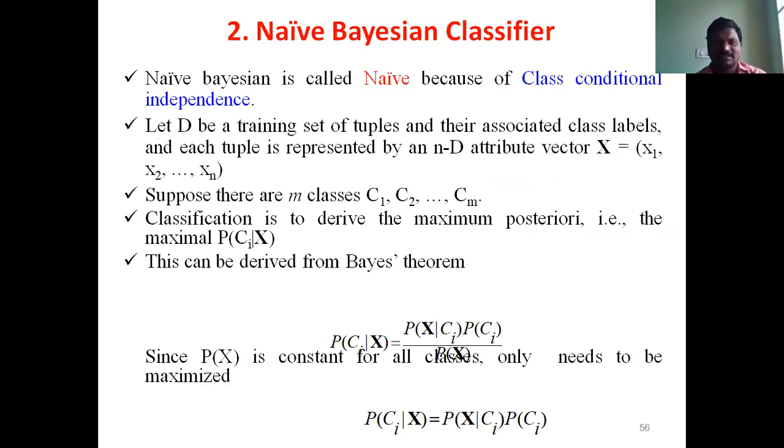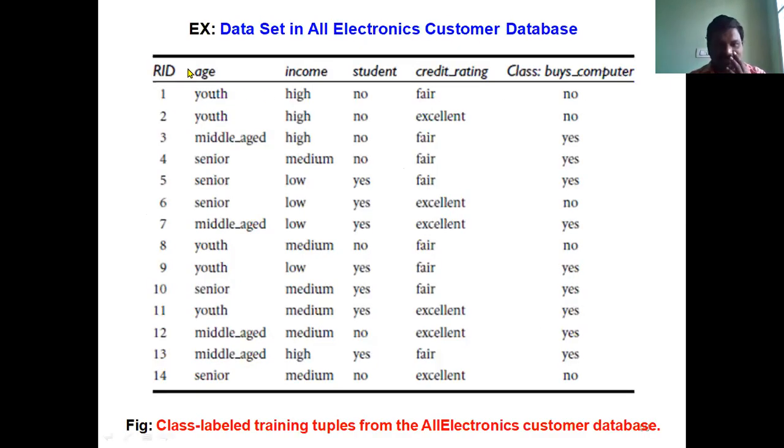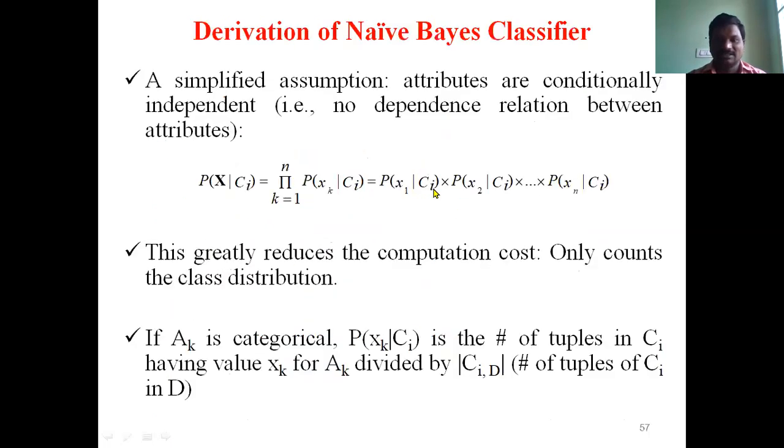Here D is a training set of tuples with their associated class labels, for example whether buying a computer is yes or no. The tuples are represented by n-dimensional attribute vectors. In this data set, age is one attribute, income is another, student is another, credit rating is another, and buying the computer, yes or no, is the class label.